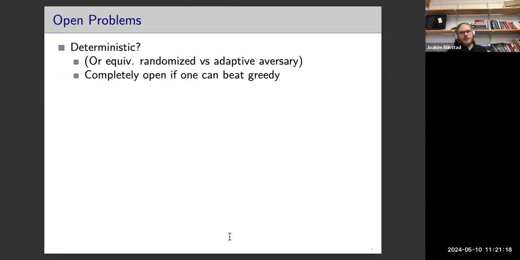Okay, so let's look at some open problems. I think one of the cooler open problems here is if you can achieve deterministic algorithms. Or equivalently, a randomized algorithm which works against an adaptive adversary. They turn out to be equivalent in the online setting because you don't care about the computational efficiency of that. And here it's completely open whether you can beat greedy even in other settings like vertex arrivals and things like this. And I'm starting to believe it's possible. At first I thought there was some lower bound, but I think it should be possible.